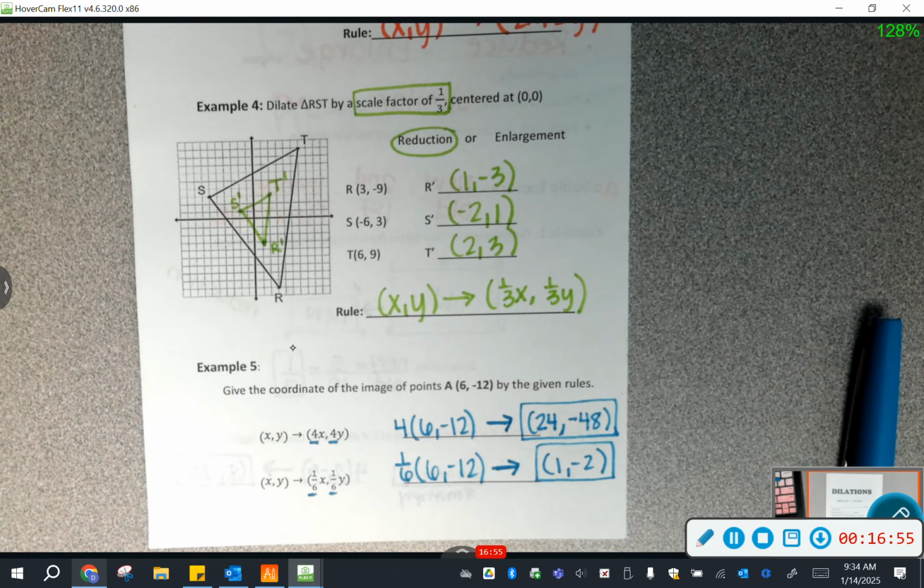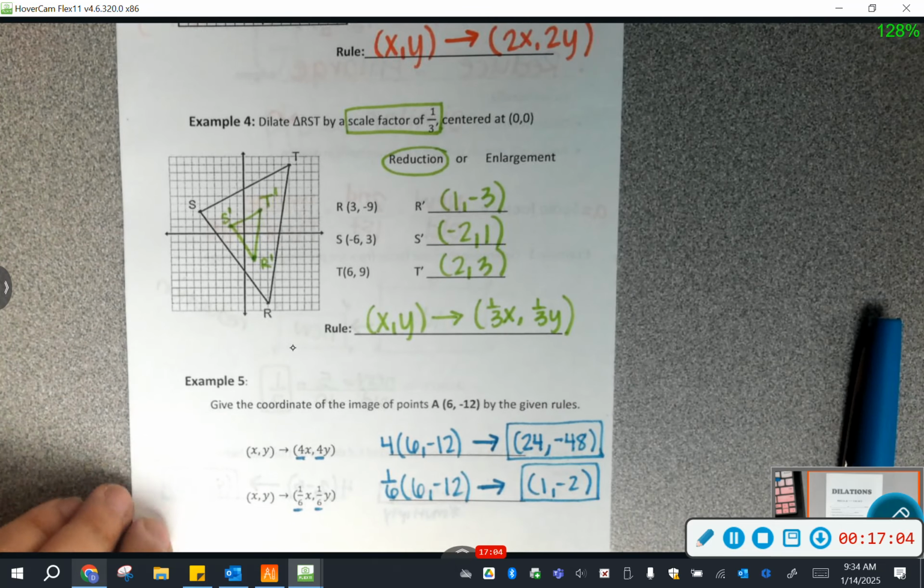Here, you got it? Okay. I see some people writing, so I'm going to wait a minute. Next slide on over.